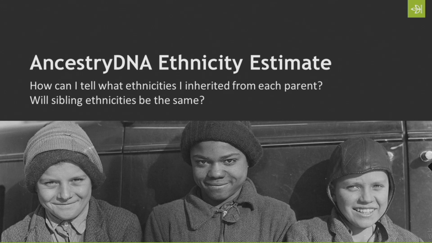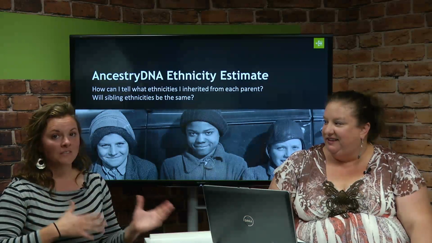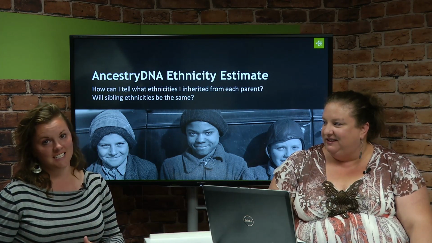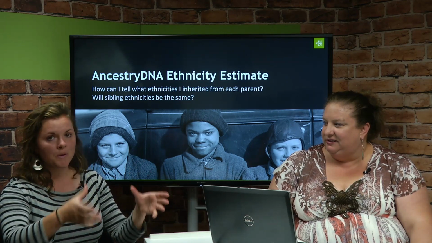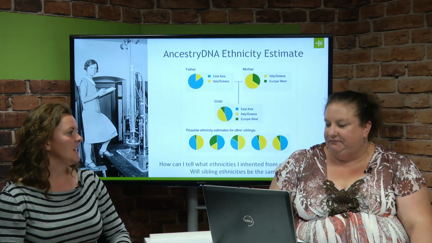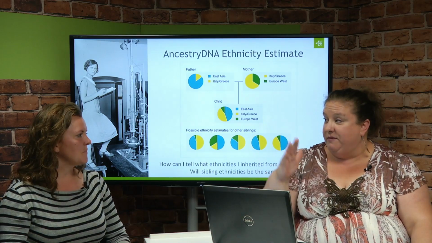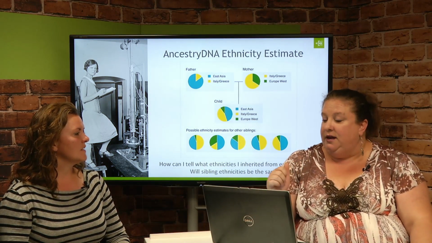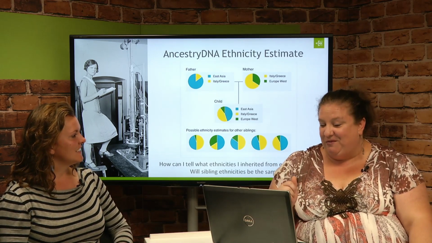So our next question is, how can I tell what ethnicities I inherited from each parent? And kind of a subset of that is, will sibling ethnicities be the same? Okay, so you really can't tell what you got from which parent unless that parent gets tested. And even then, getting both parents tested will give you the best idea. You've had both of your parents tested. I have had both of my parents tested, and I've also had one of my grandparents tested. I have one living grandmother. She just turned 93 a couple weeks ago, so I had her tested a couple of years ago.